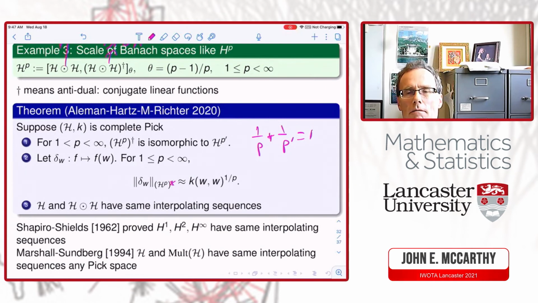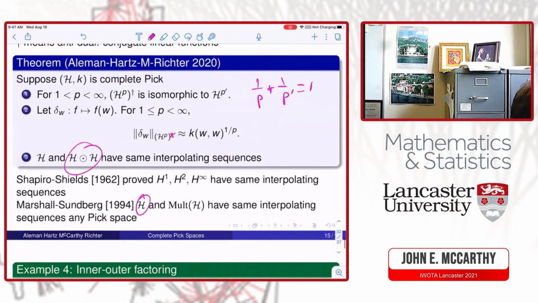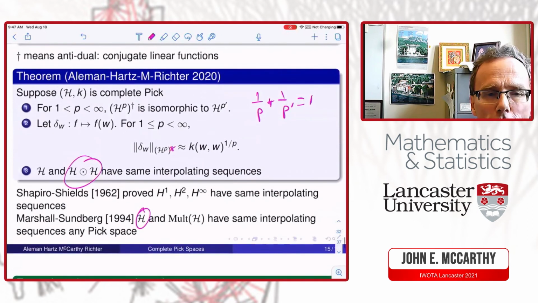They do characterize the interpolating sequences for the Dirichlet space, but in the process, they show that for any Hilbert space that has the Pick property, the Hilbert space and its multiplier algebra always have the same interpolating sequences. So this extends that now from H to its weak product. Whether this is true for the HP scale, we don't know.